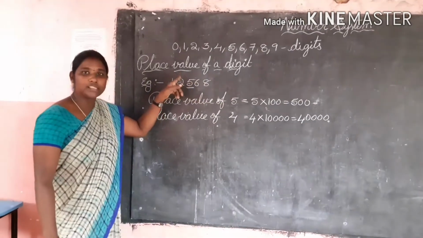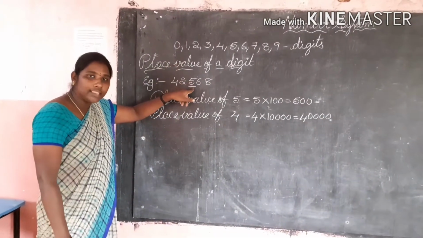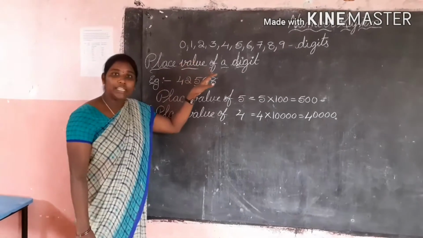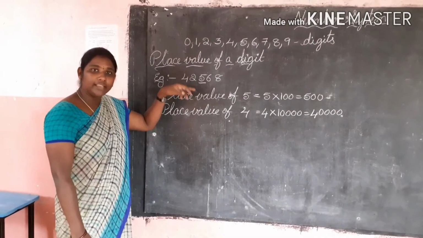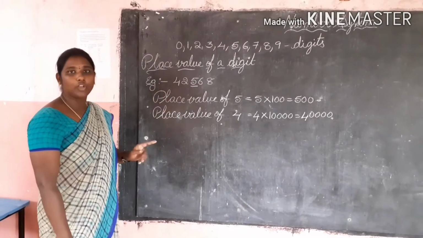Once again I am repeating the place value of a digit. To get the place value of a digit, we multiply the number by the place it occupies.